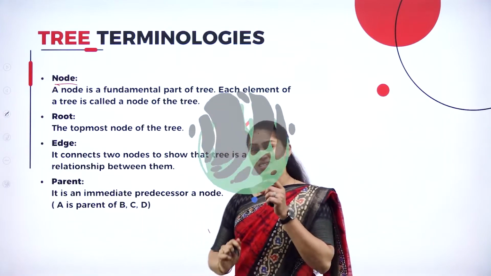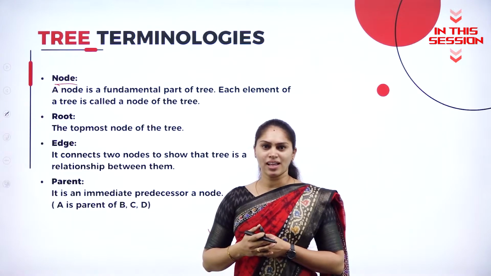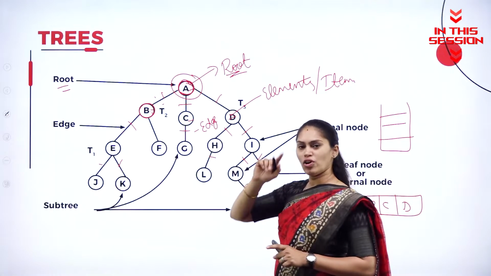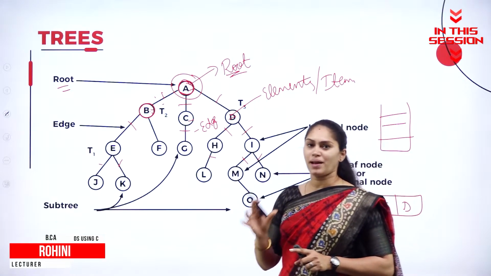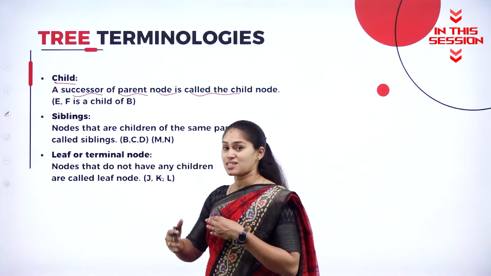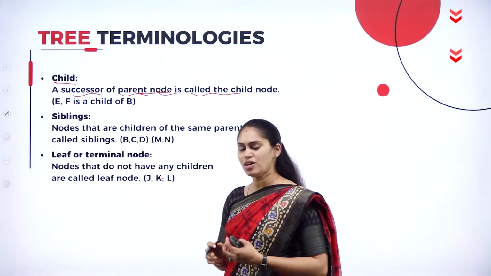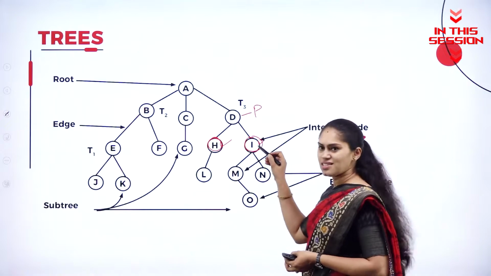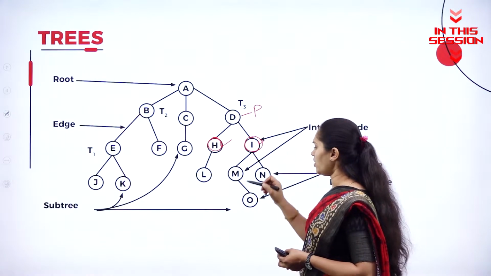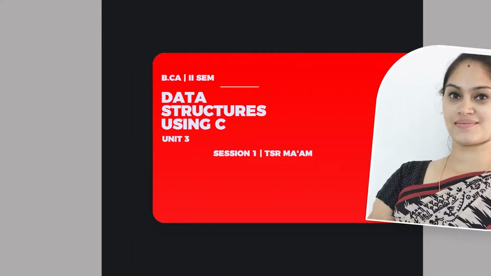I say node which is capable of holding certain item or an element, then we will be calling that as a node here. Root node always doesn't contain any parent node. It will be a parent for its successor nodes. The successor of parent node is considered as what? Child node. It can have more than one child. If I consider this node I as a parent node, then it is going to have two children called M and N.